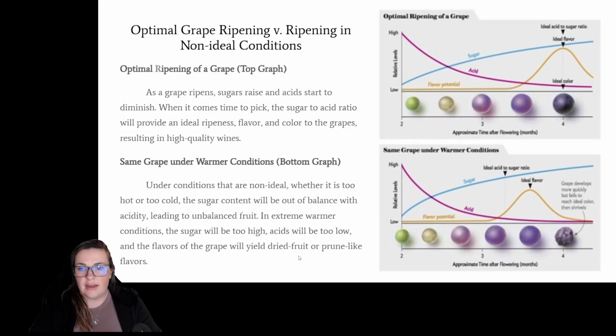So it's not ideal. Here we have the ideal sugar to acid ratio right here, but unfortunately, the ideal flavor was here. However, the grape develops extremely quickly, fails to reach ideal color, and then shrivels. So, not a great time.